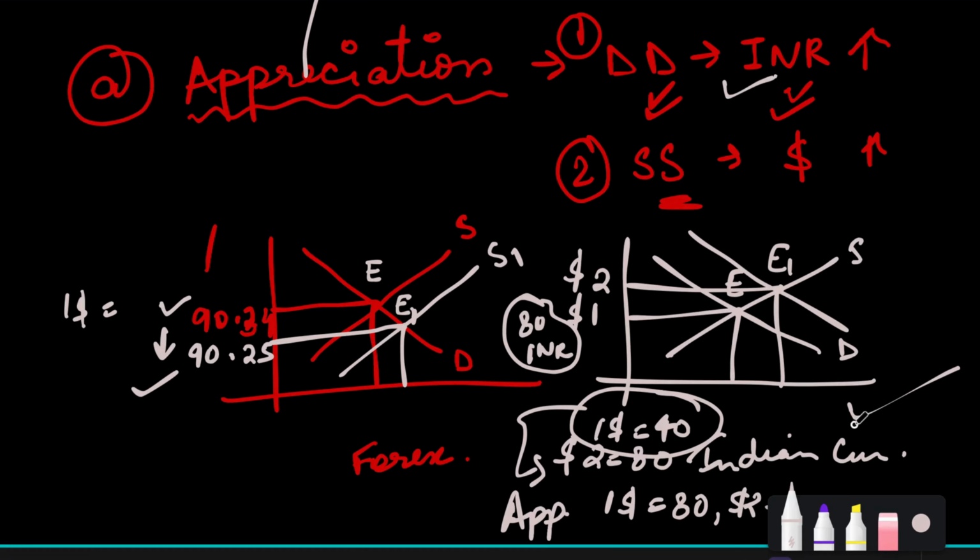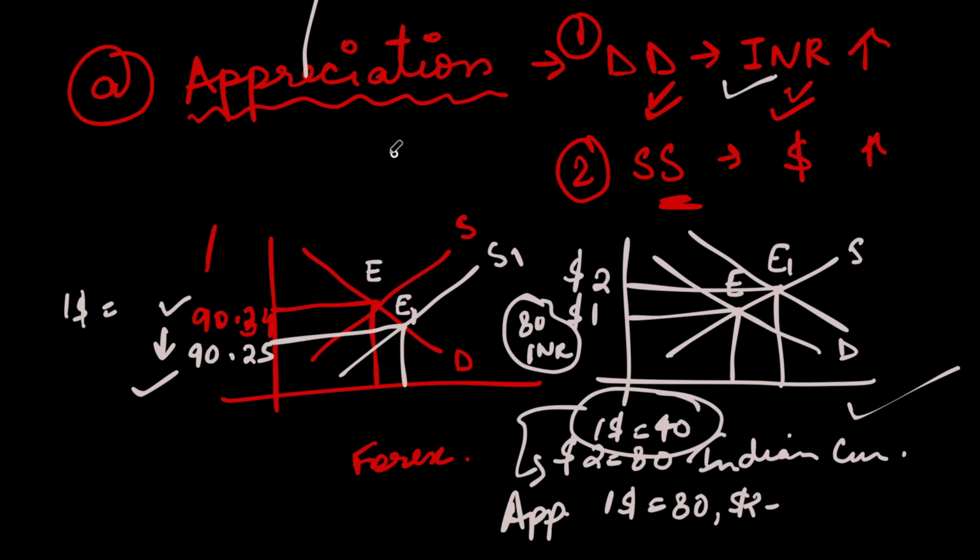So these are the two methods in which you can show how this might have happened. Either the demand for INR must have increased, which shows us how the value has decreased, or it may be due to the supply of dollar having increased.